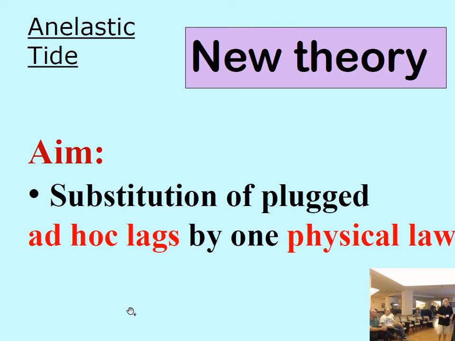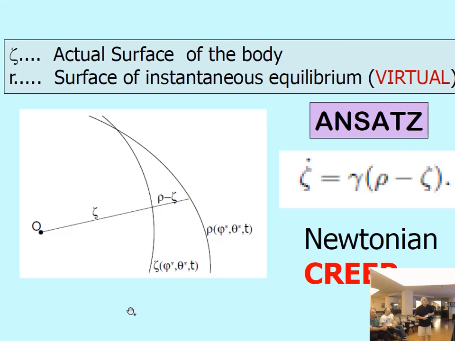And the new theory that I am presenting today, the idea is to substitute the crooked ad hoc lags by one physical law. And this physical law is the Newtonian creep that is here. You see, zeta is the surface of the body. And you have an equation with a derivative of zeta on the left-hand side and zeta on the right-hand side. So you have a differential equation. All the other things that I will speak about are merely the physics that we learn in high school, or at least in the first year of faculty. No ad hoc in the whole theory.